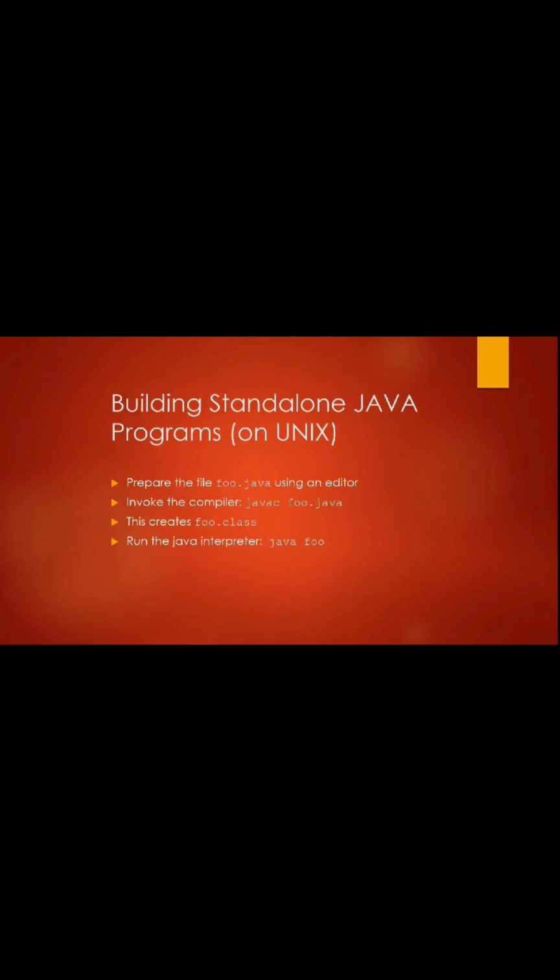So the next, we are going to see how to build a standalone Java program on Unix. The first step is to prepare the file foo.java using an editor. Then invoke the compiler: javac foo.java. This creates a foo.class file. Then run the Java interpreter: java foo.